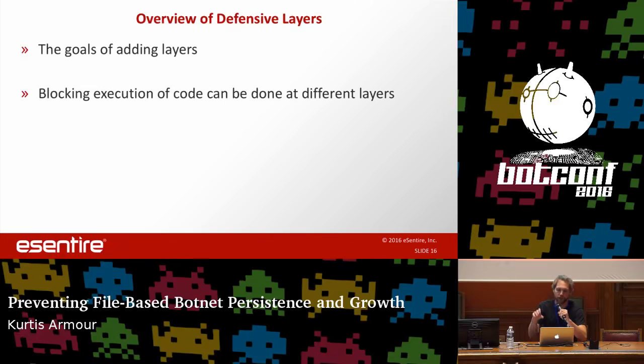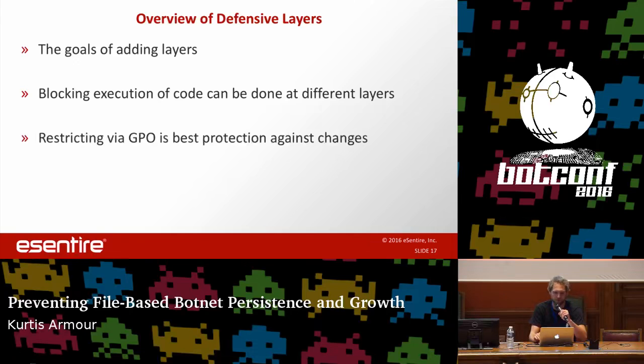Blocking of the execution of code can be done at different layers. As you saw in those process trees, there's a bunch of different things that happen after you initiate the initial dropper or the initial macro. At each of those layers, if you have some sort of security controls, you can effectively stop it before it gets to the end payload. And pushing out configuration changes through GPO is the best way to make sure that the majority of your organization has these protections and that they're secure and being followed.